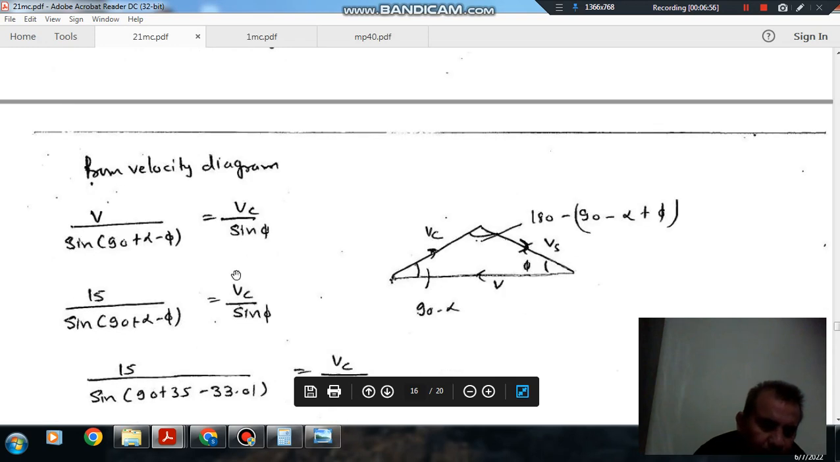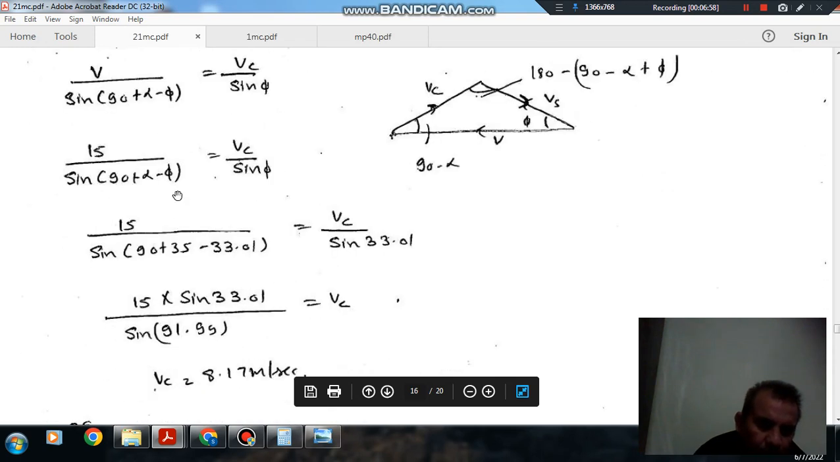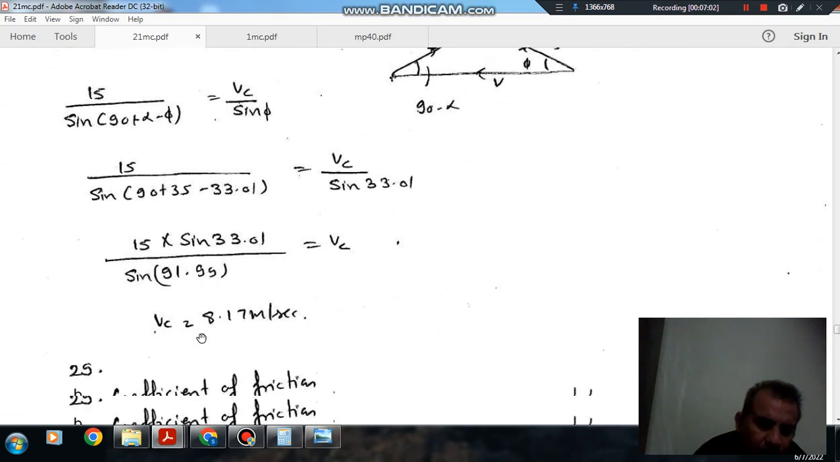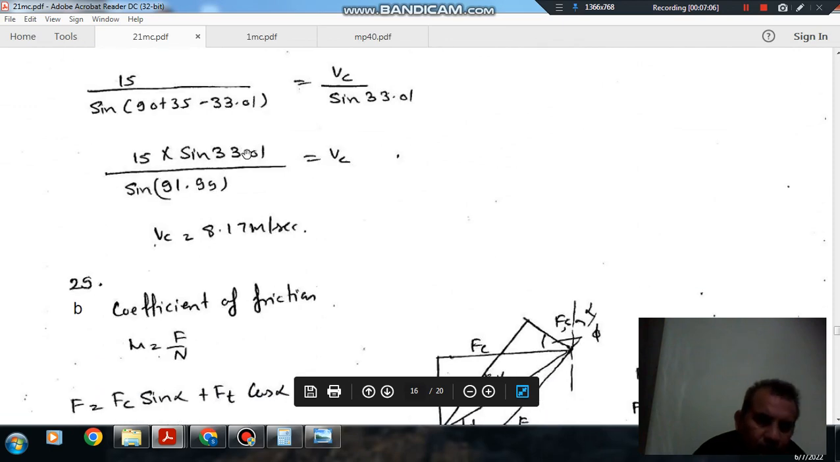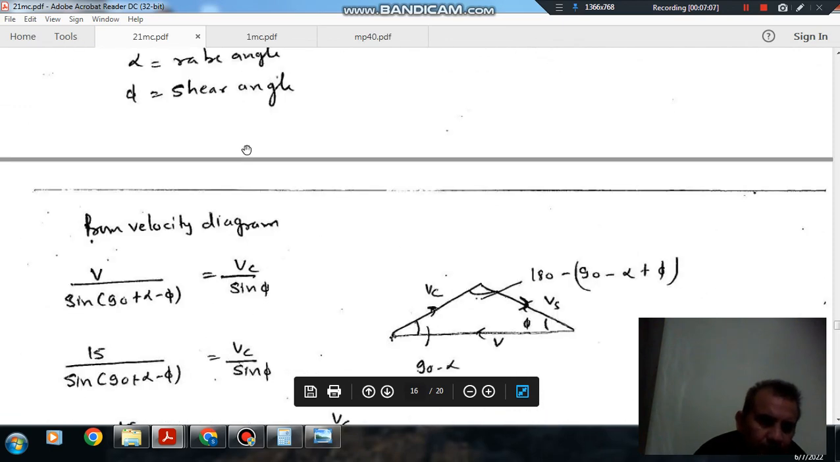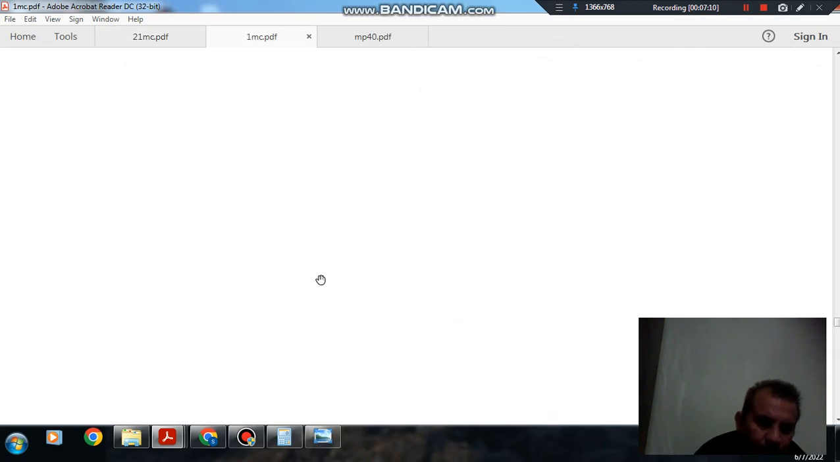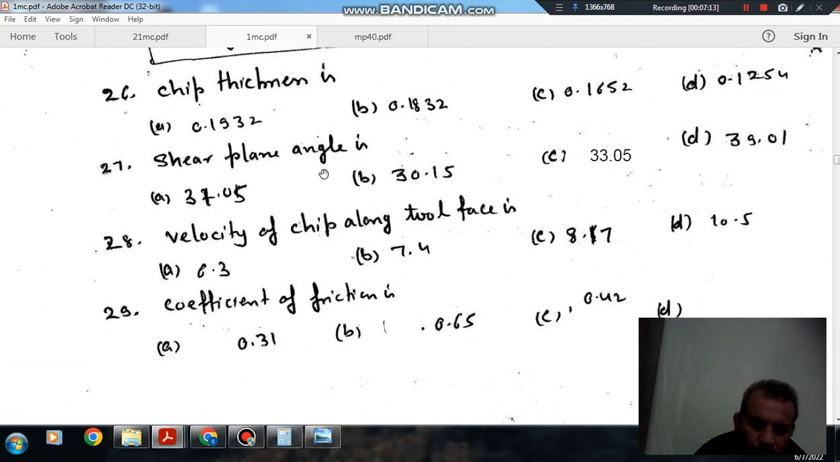V is given as 15. So VC we can find out now, as we have all the values. So VC is 8.17 meter per minute. So the answer is option C, 8.17.